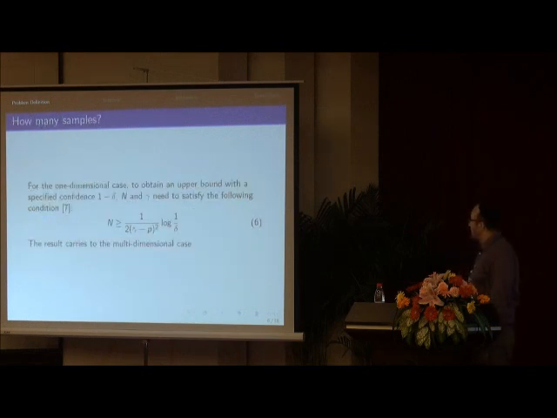So how many samples do you want to generate for the problem? For the one-dimensional case, to obtain an upper bound with a specified confidence of 1 minus delta and gamma, you need to satisfy the following condition. And the result can be extended from the one-dimensional case to the multidimensional case in a straightforward manner.